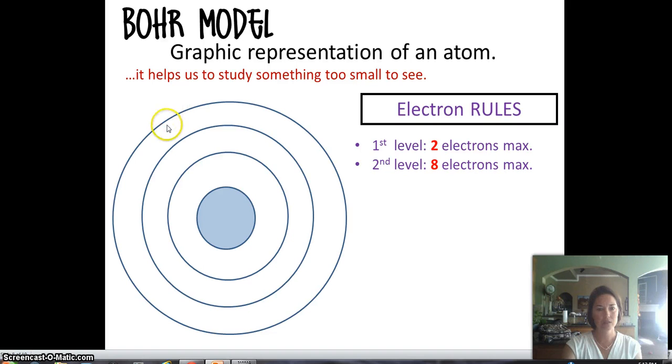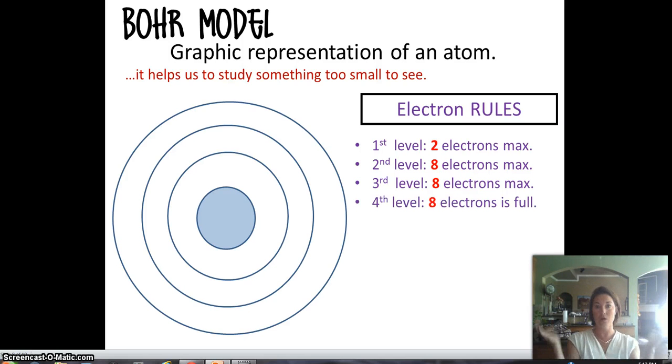The second level is maxed out at 8. So it can hold 1, 2, 3, 4, 5, 6, 7, or 8, but it can't hold more than 8. The third level is also maxed out at 8. And the fourth level, if a fourth level is needed, because we know that the largest atom is going to have 7 energy levels. We're not going to go that far. We're going to stop at 4. The fourth energy level is considered full at 8. It can actually hold 18, but it's considered full at 8.